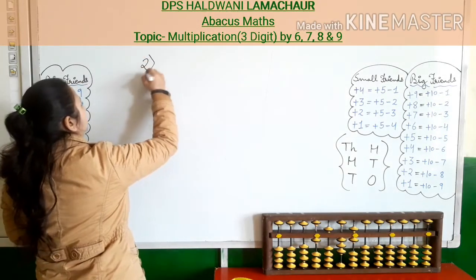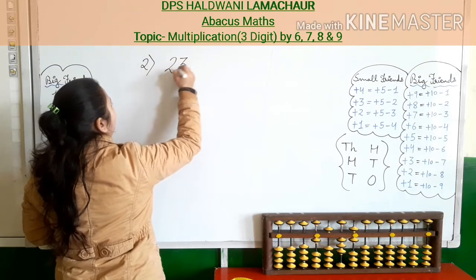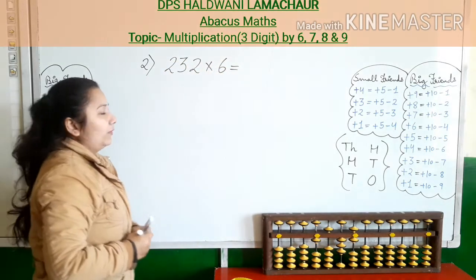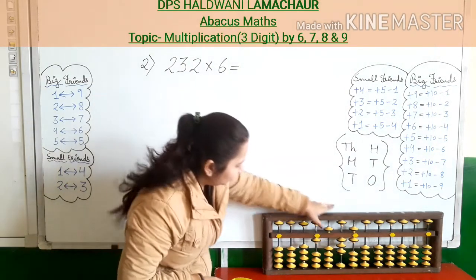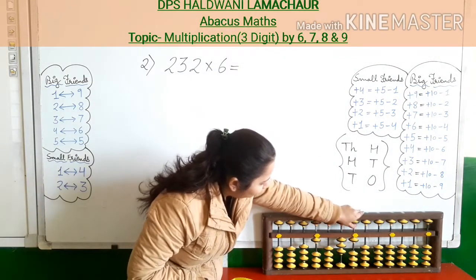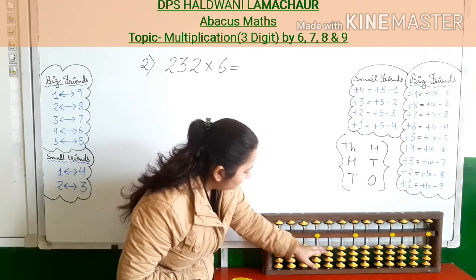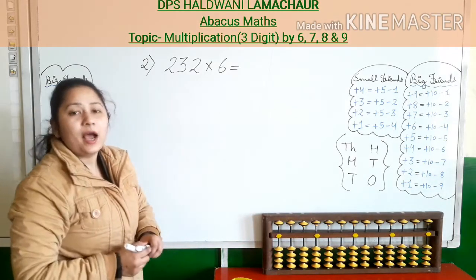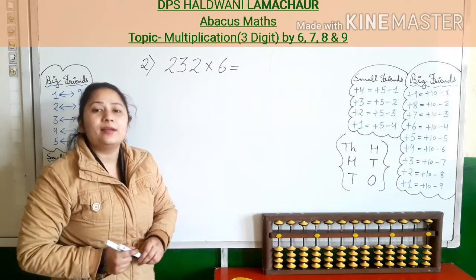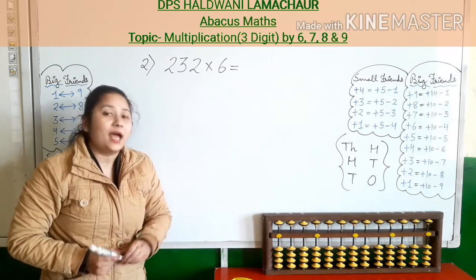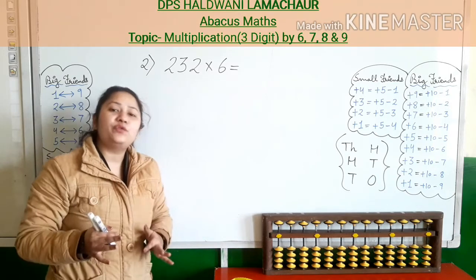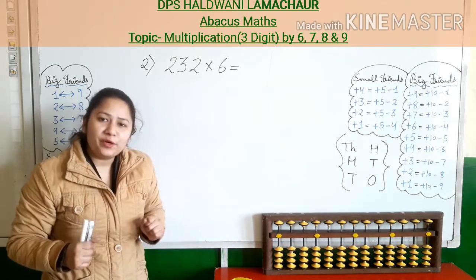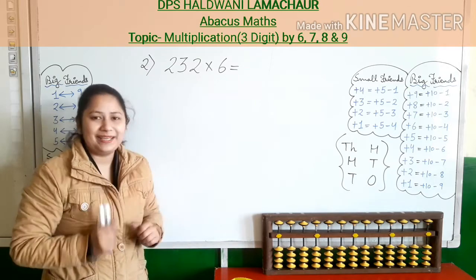Now kids, your second sum is 232 multiplied by 6. Now first of all set your abacus, upper beads up, lower beads down. Fine kids? Very nice. I hope kids that you are doing the sums with me. Yes, I have told you many a times the best way to learn abacus is just play my video, put the tool in front of you and do with me.